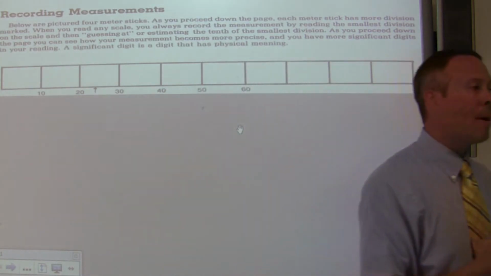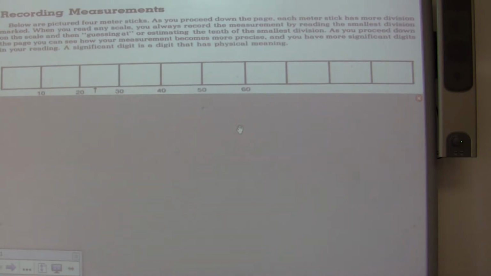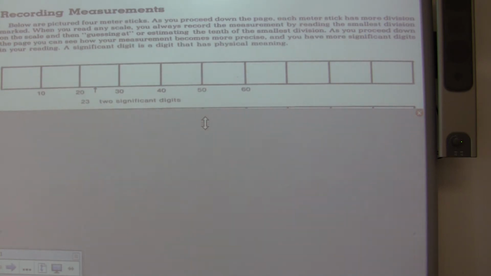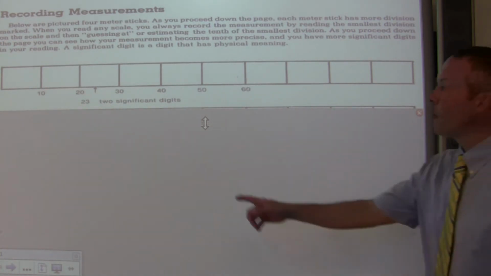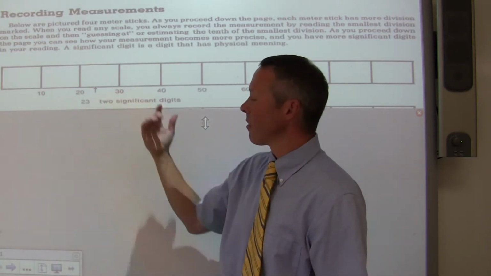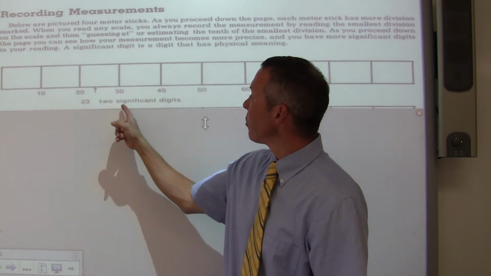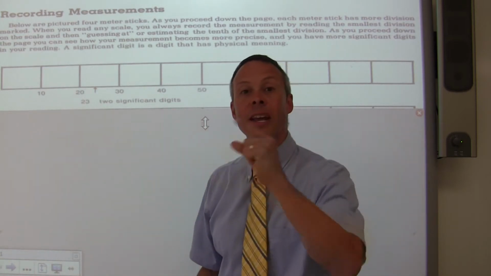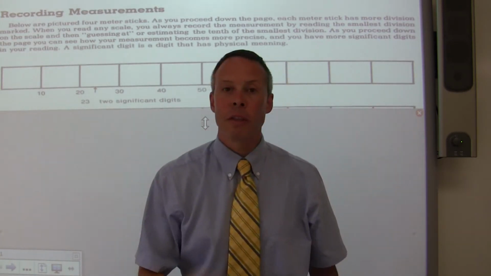So if you want to take a measurement, you have to say 20 and then estimate one more place. You have to say that the length of that is 23, whatever the label is, 23 centimeters. Let's say this is a centimeter ruler. That tells you that there are only 2 significant digits there, the 20 and the 3, and that's it, 23.